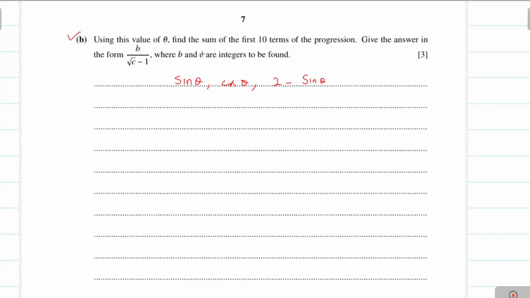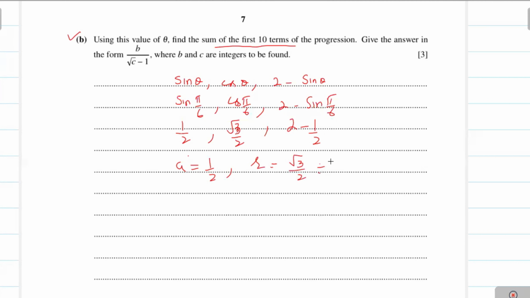Part B, using this value of theta, find the sum of the first 10 terms of the progression. You see here, this is the progression. The theta value here is pi over 6. Sine pi over 6 is 1 over 2, and cos pi over 6 is square root 3 over 2, and 2 minus sine pi over 6 will be equal to 2 minus 1 over 2. We write a, the first term, as 1 over 2. The common ratio is square root 3 over 2 divided by 1 over 2, and this value is equal to square root 3.